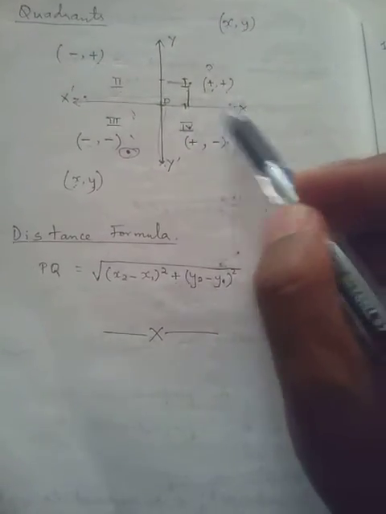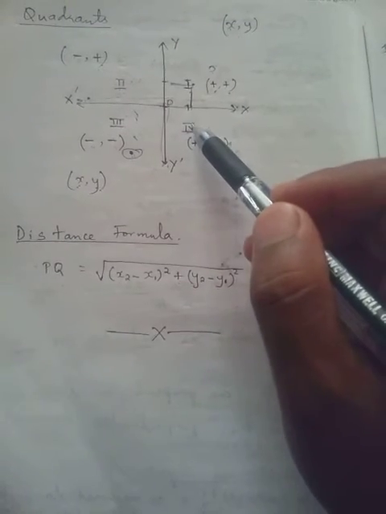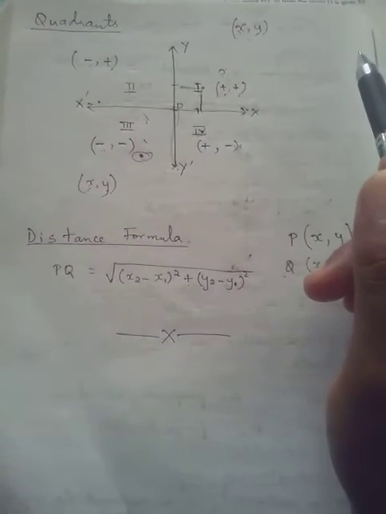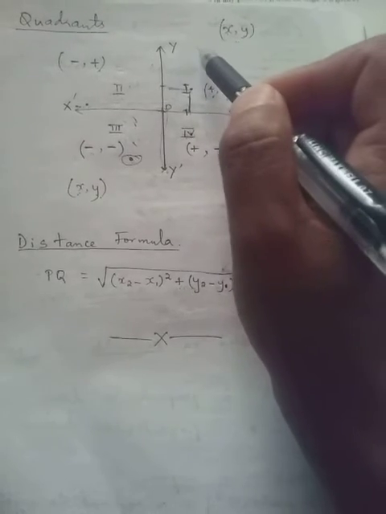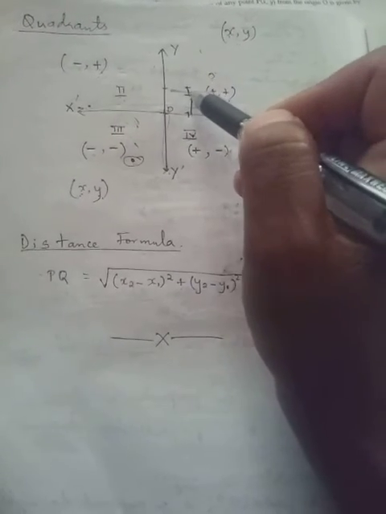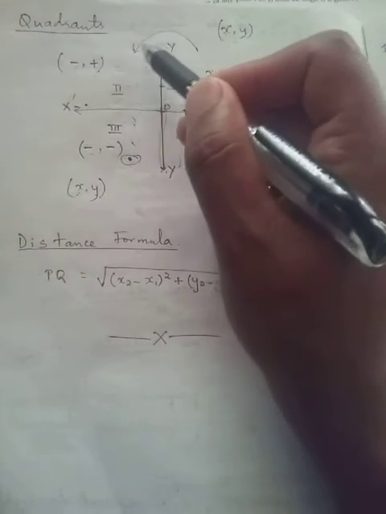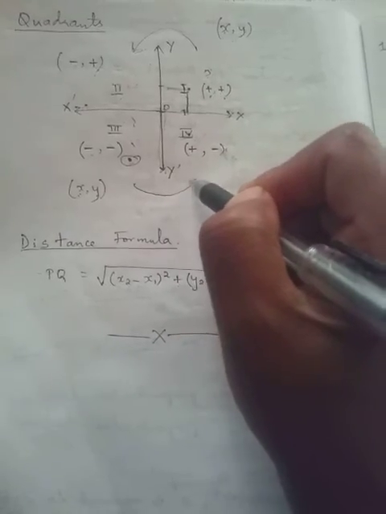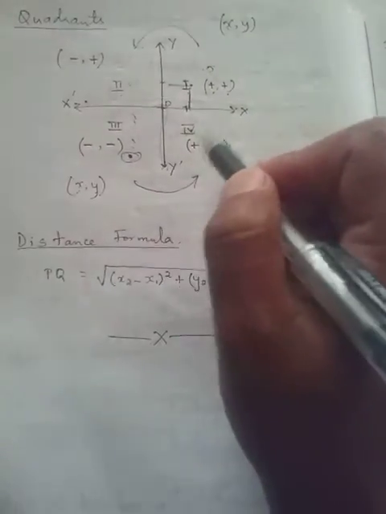And then we have this X, O, Y dash. X, O, Y dash, this one is the fourth quadrant, and we write it with Roman numeral 4. So from the first quadrant we go anti-clockwise, like this. If we go from here, this will become 1, 2, and then 3, 4. So we go anti-clockwise, not clockwise.